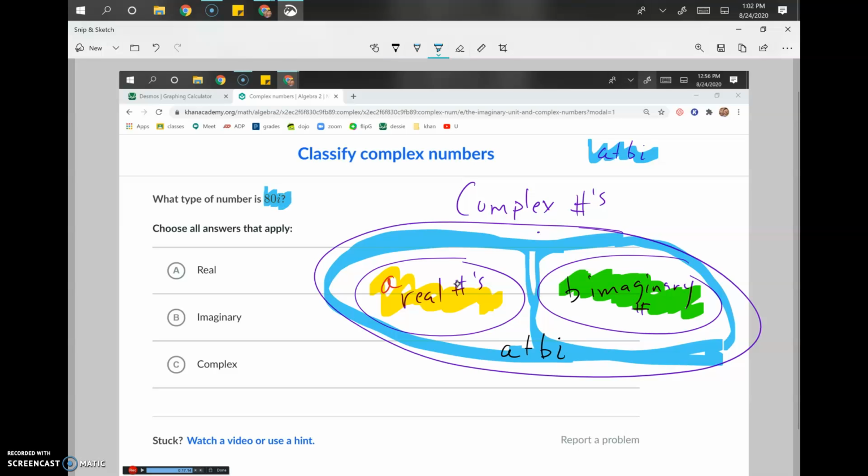80i. Well, is it real? No, it's not real. Why is it not real? Well, it's not real because it has an i. That i makes it imaginary. Cool. So it's an imaginary number. But all imaginary numbers are also complex numbers, so it's also a complex number. And you can kind of see that by my circles, right? All imaginary numbers also fit in the complex numbers circle.